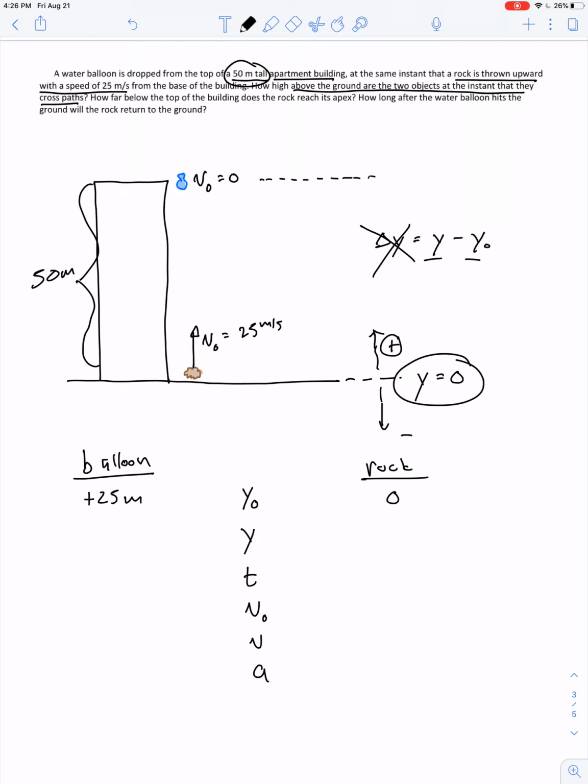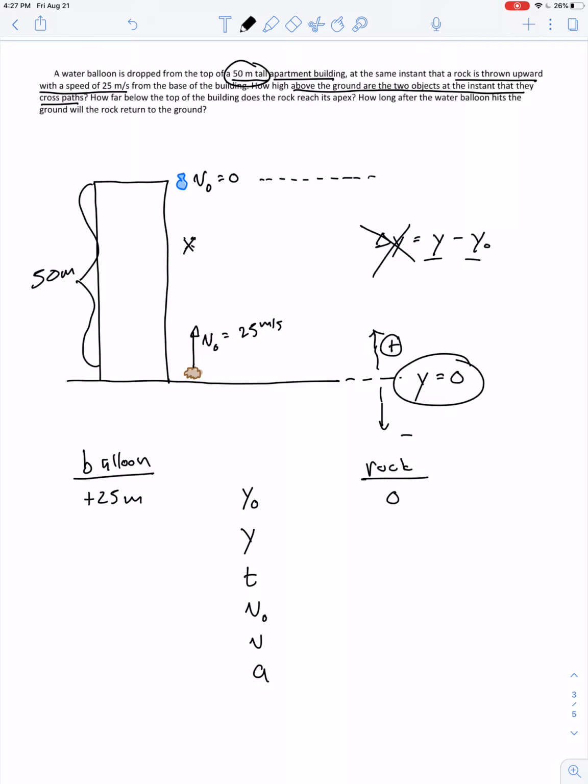Final position, well, I don't know. That's what we're trying to find. So we'll say the final state is the moment at which the two of these are passing one another. So maybe that's up here, maybe it's down here, I don't know. Let's just take a guess at it and guess that it's right there.